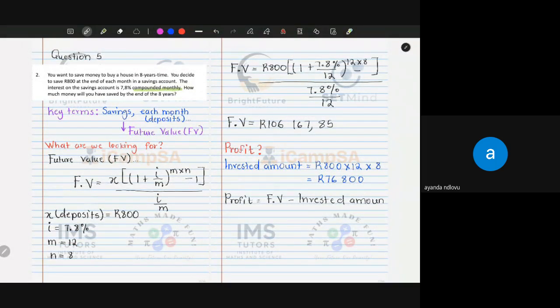You are interested in whether the bank is giving you enough profit. So you can punch in on your calculator 106,167.85 minus 76,800. What do we get, guys, as our profit? 29,367.85.